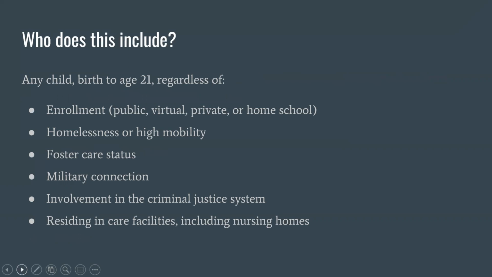Who does this include? Any child, again, from birth to 21, regardless of enrollment, which is public, virtual, private, or homeschool within our district. Any of those we are required to do Child Find on, regardless if they're homeless or high mobility, regardless if they are in foster care, regardless if they have a military connection, or if they're involved in the criminal justice system. And the last one, regardless if they're in a care facility like a state school, a group home, or a nursing home.